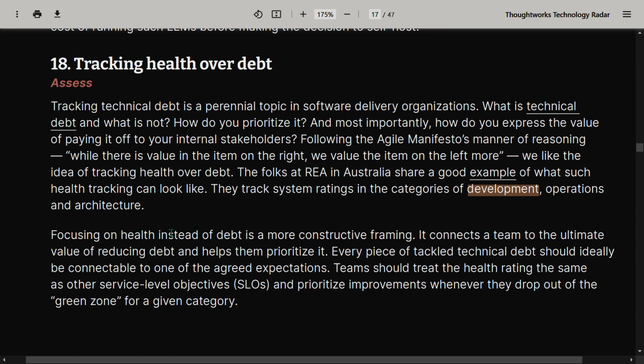Focusing on health instead of debt is a more constructive framing. It connects a team to the ultimate value of reducing debt and helps them prioritize it. Every piece of technical debt should ideally be connectable to one of the agreed expectations. Teams should treat the health rating the same as other service level objectives, SLOs, and prioritize improvement whenever they drop out of the green zone for a given category.